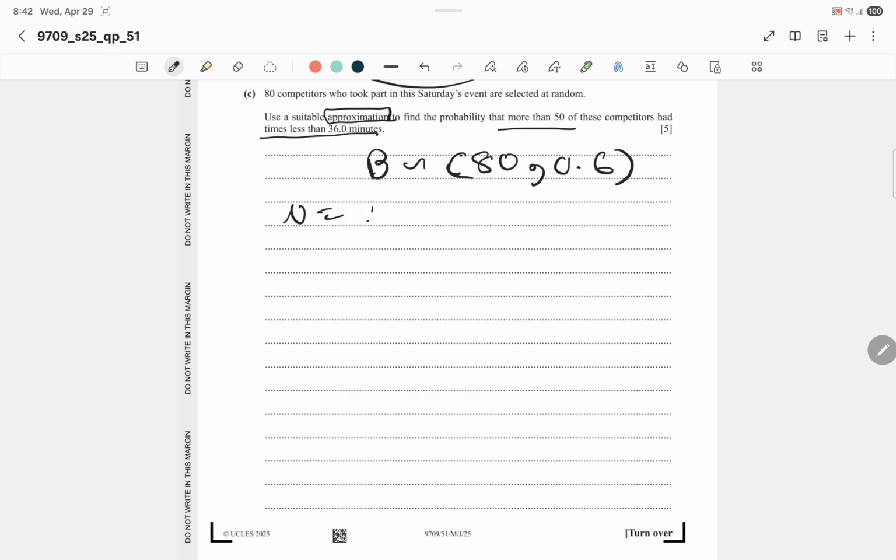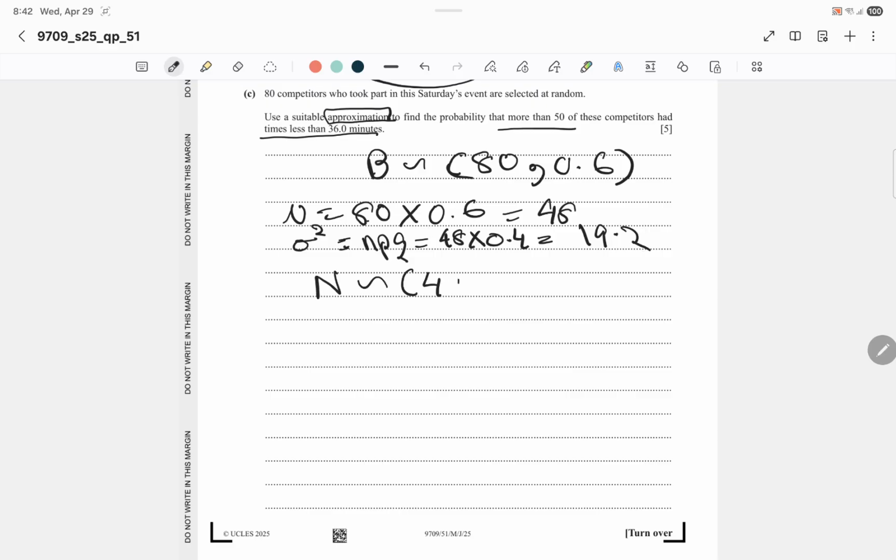Mu is np. So 80 into 0.6, which we get as 48. And sigma squared, which is variance, is npq. Which basically means this 48 that we got here, multiplied by this 0.4, just the probability of not getting this, which is 19.2. Now use normal distribution here. 48, 19.2.